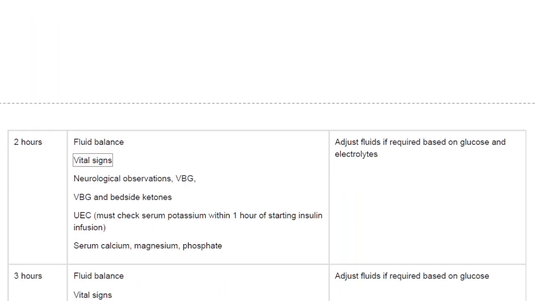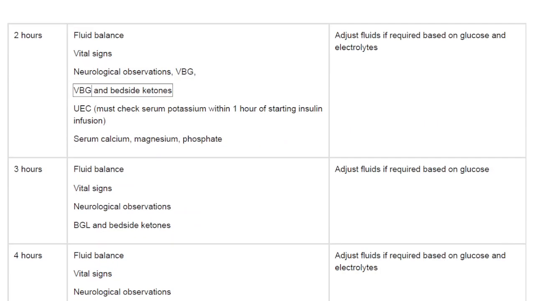Fluid balance, vital signs, neurological observations, VBG and bedside ketones. UEC, must check serum potassium within 1 hour of starting insulin infusion. Serum calcium, magnesium, phosphate. Adjust fluids if required based on glucose and electrolytes.